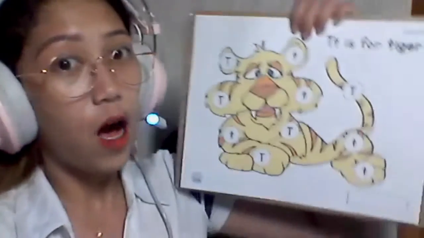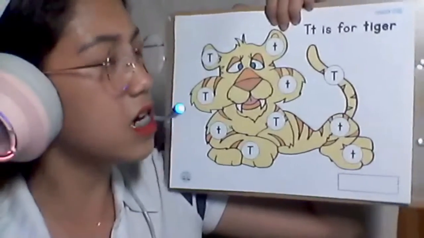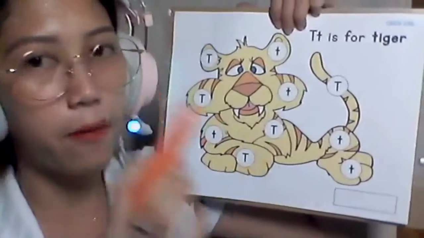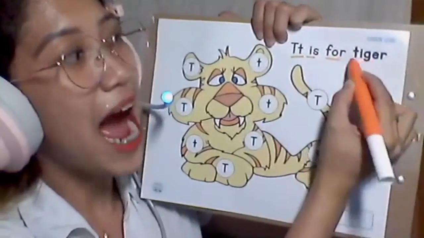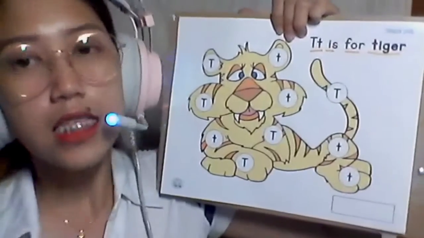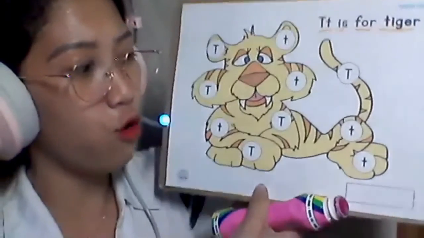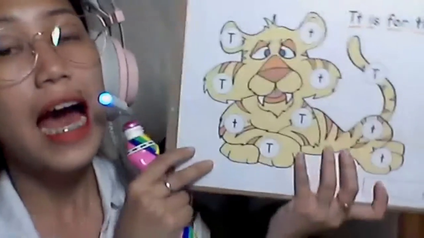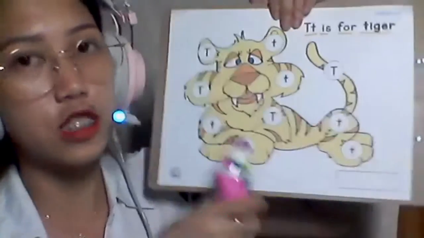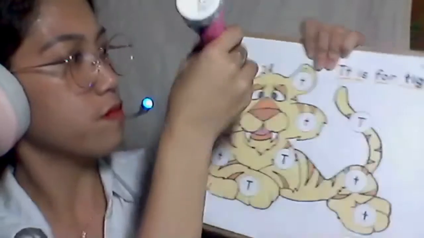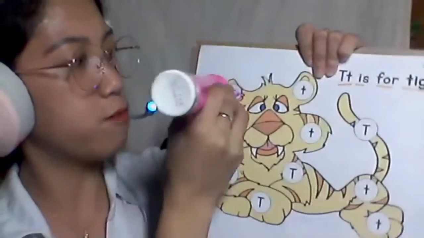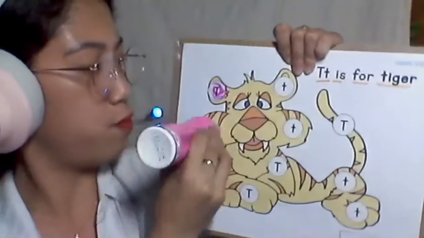And how about you look at here? Oh, you look for the tiger. It's another tiger. How about let's read it first. T is for tiger. T, t, tiger. And how about let's look for all the capital letter T. And let's dab the capital letter T. Wait for a while. Make a push-push. You need to push.